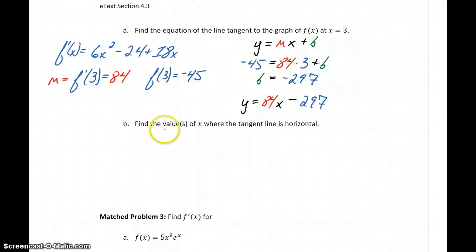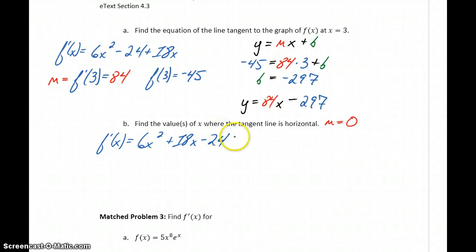In part B, we want to find the values of x that make our tangent line horizontal. So to know where our tangent line is horizontal, it means the slope or rate of change of our function, the slope of that tangent line, needs to be equal to 0. So we can take our derivative function, which is 6x squared plus 18x minus 24, set that equal to 0, and solve for x.